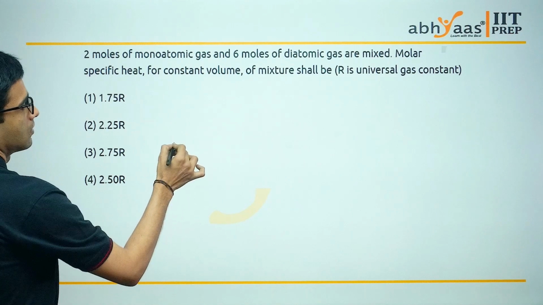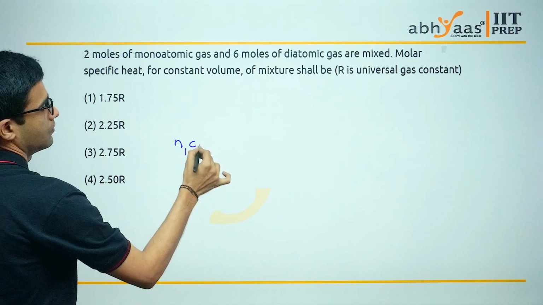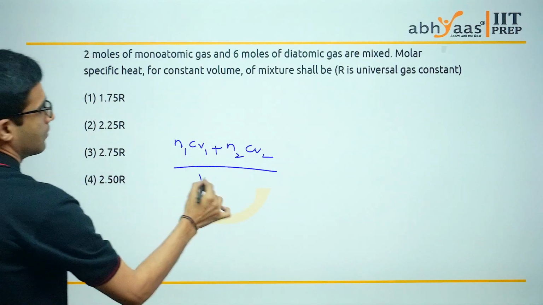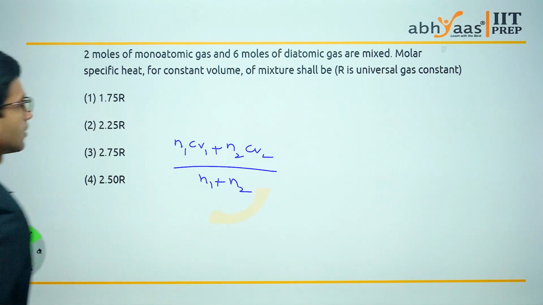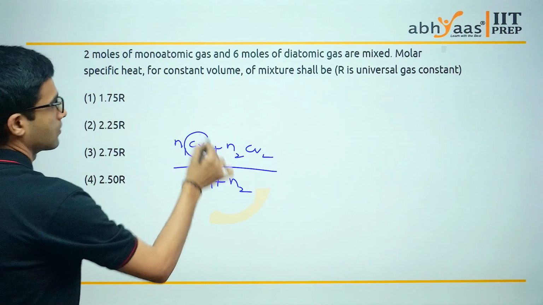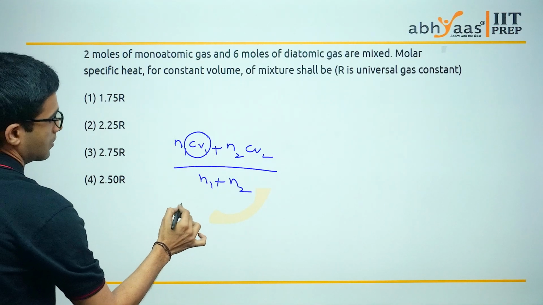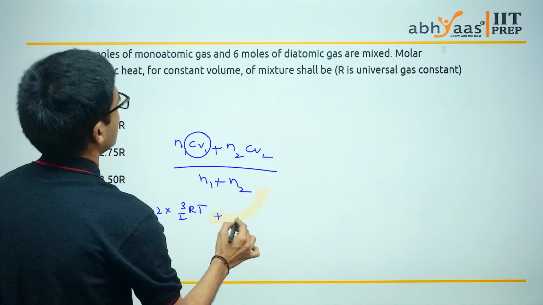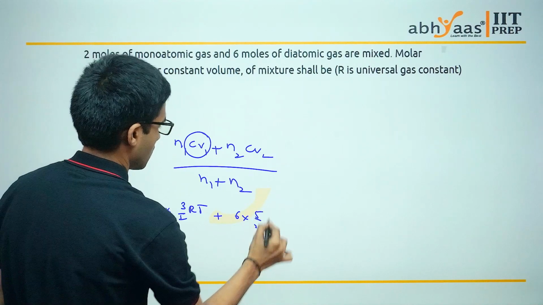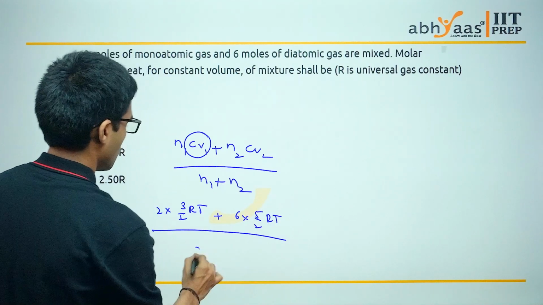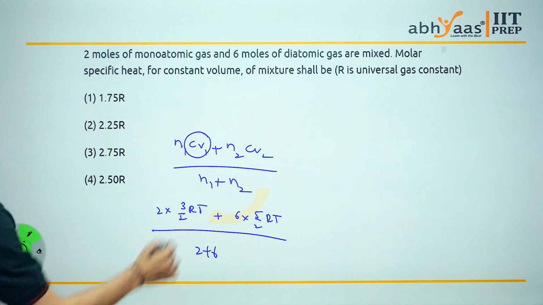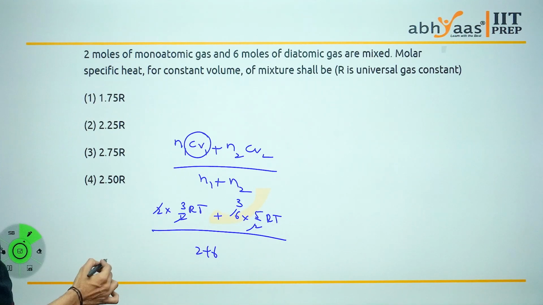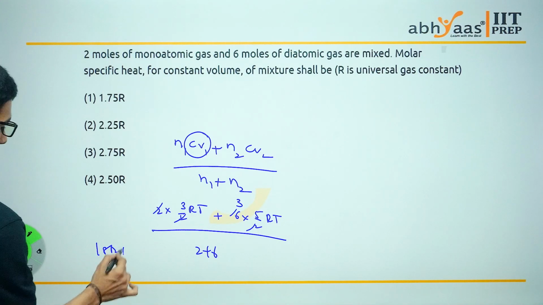If you see, it is (N1 CV1 + N2 CV2) / (N1 + N2). Here, CV you can write for the monoatomic gas as 3/2 RT, into 2, plus 6 into 5/2 RT, divided by 2 plus 6. Cancel. 3, 15 plus 3, 18. 18 RT by 8.